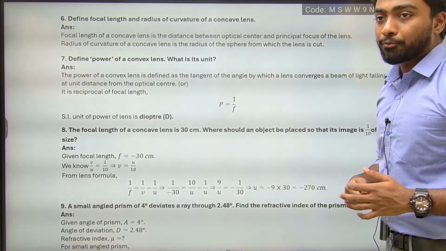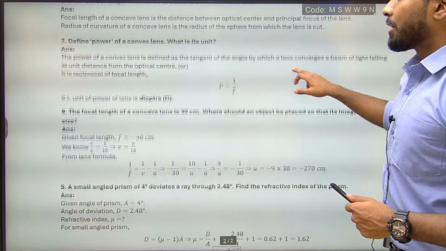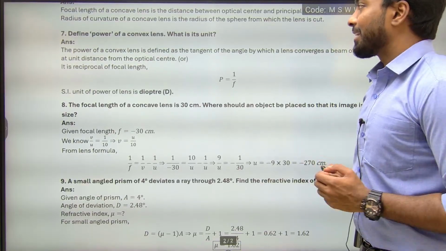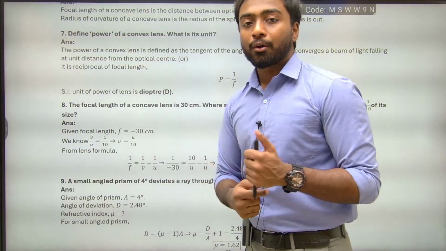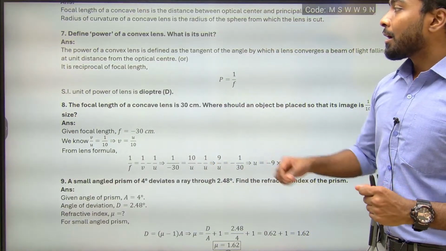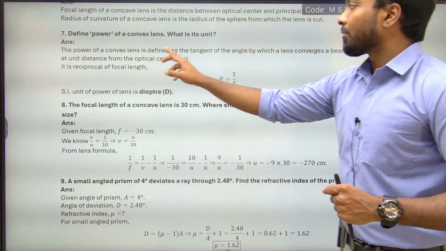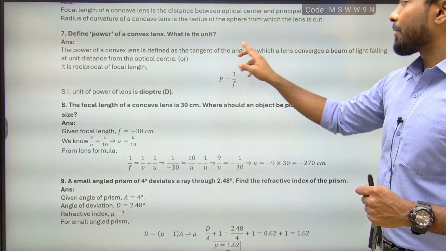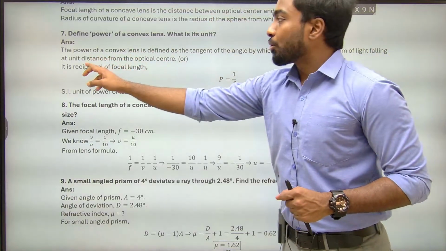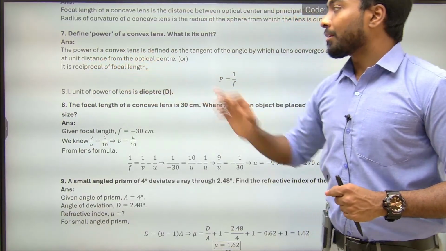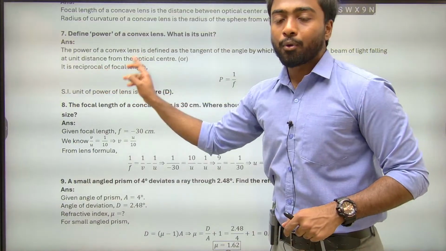that is the principal focus. Okay, and define power of a convex lens. What is its unit? Power is nothing but the reciprocal of the focal length. So the power of a convex lens is defined as the tangent of the angle by which a lens converges a beam of light falling at a unit distance from the optical center, or it's the reciprocal of the focal length.